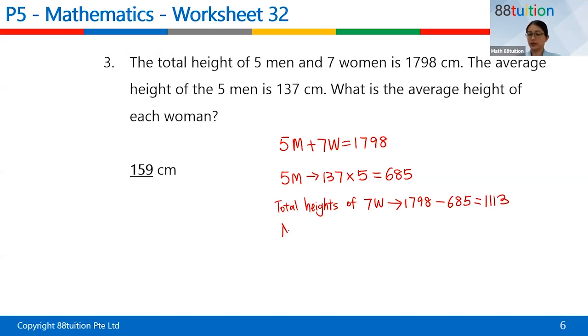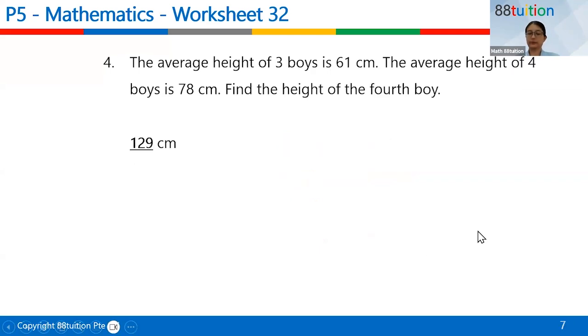Okay, but you want the average height. That's it, right? Average is your total divided by number. So there's 7 women, that's why you divide by 7. Next. So same thing, we have average, we have number, we can find the total height.